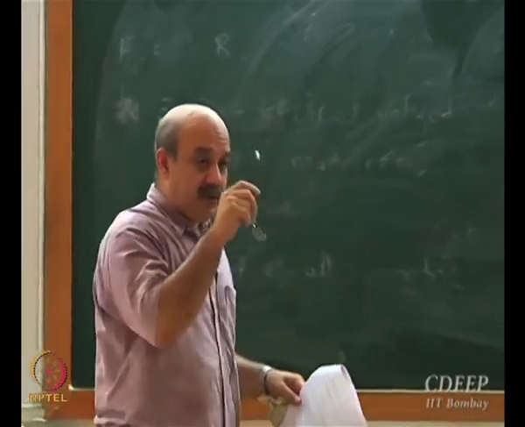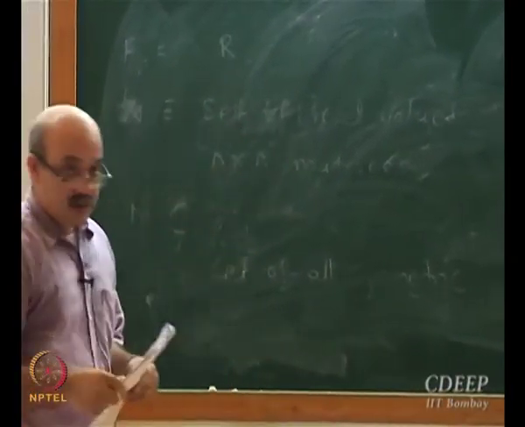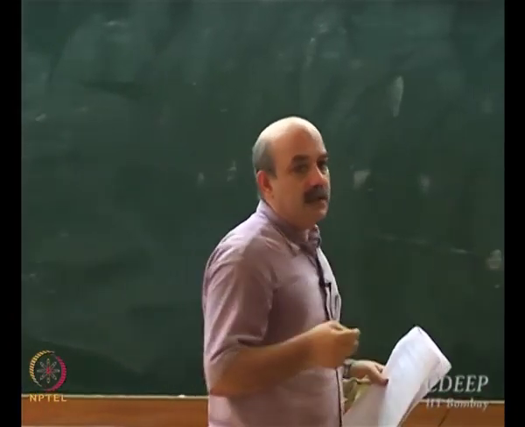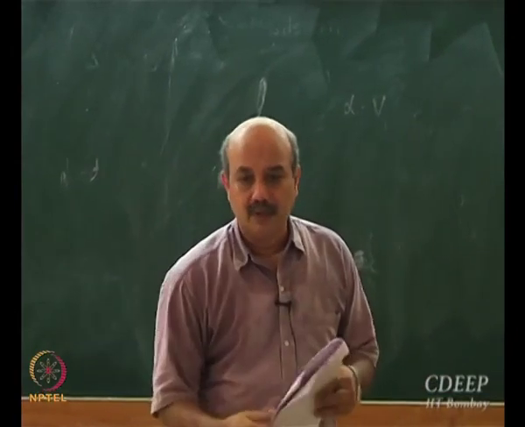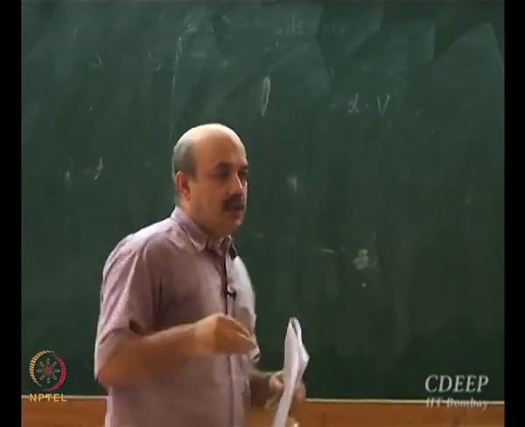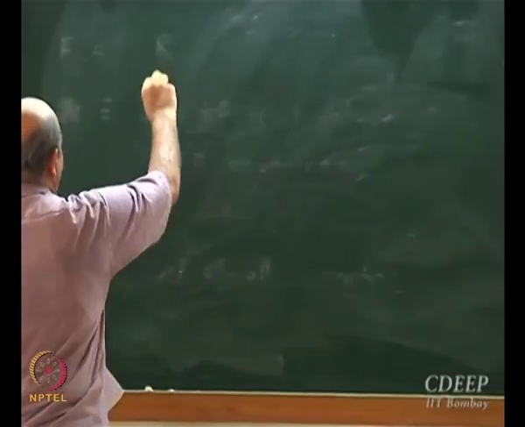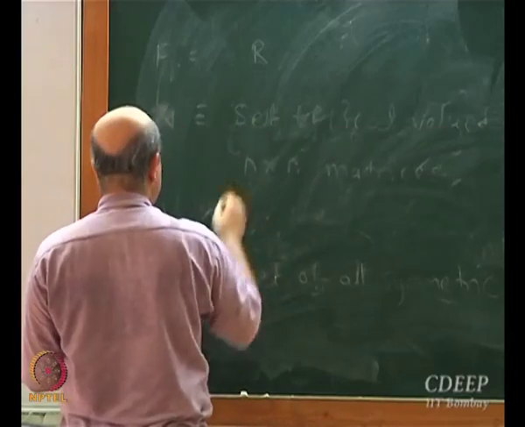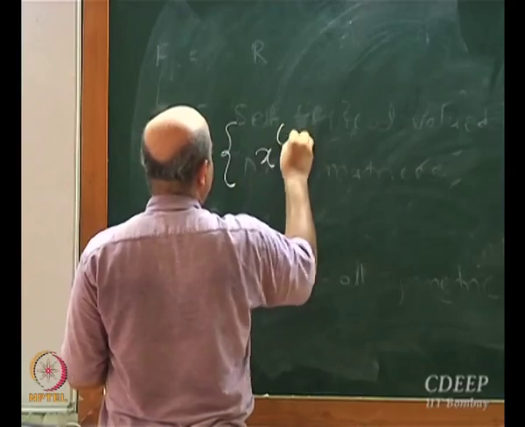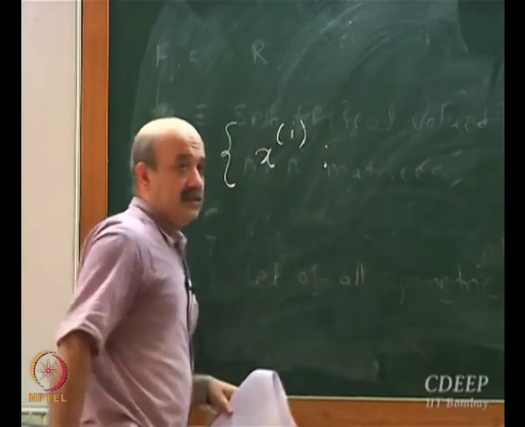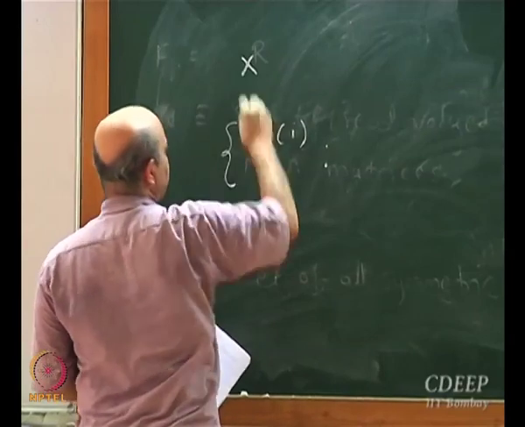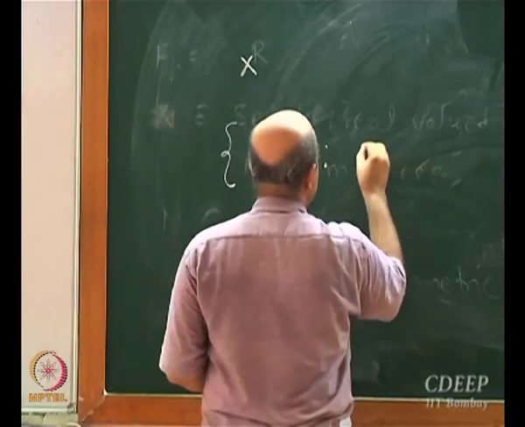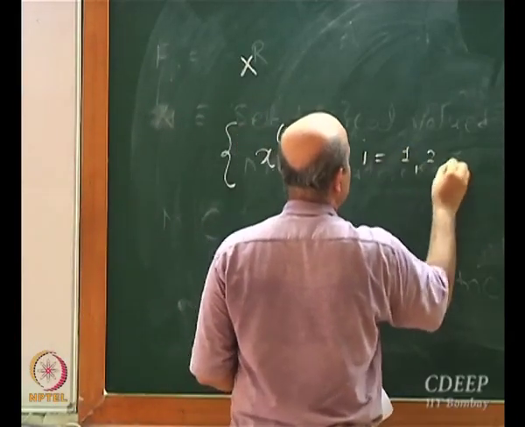Now I have to introduce one important notation here, because we are going to work with a set of vectors, and each vector might be an n-tuple. Okay, each vector might be an n-tuple. So I have to introduce a new notation. Now I'm going to consider a set here, a set x^(i), where I have some space X here, and these x^(i) are vectors that belong to this set X, where i goes from 1 to n.